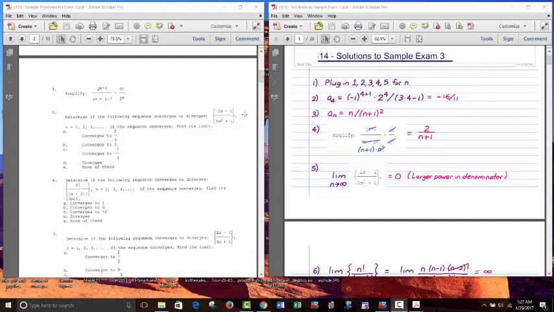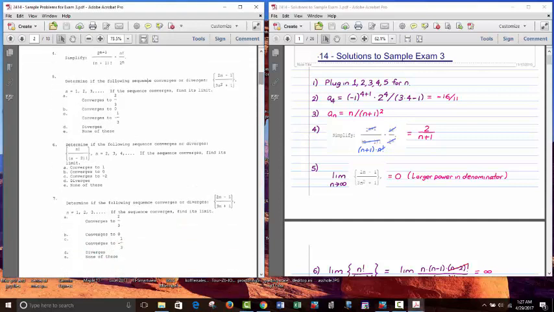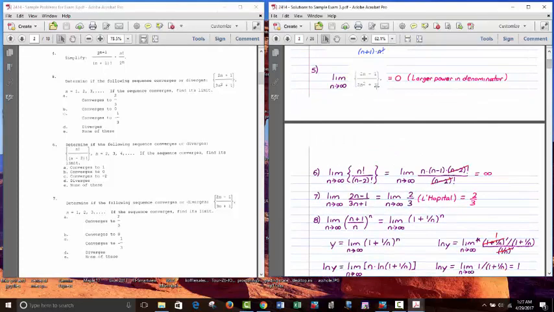Now, number 5, okay, it's pretty easy. You don't have to use L'Hopital's rule on that. If you just realize that you have a larger power on bottom than the top, as that goes to infinity, that's going to be 0. So it converges to 0.